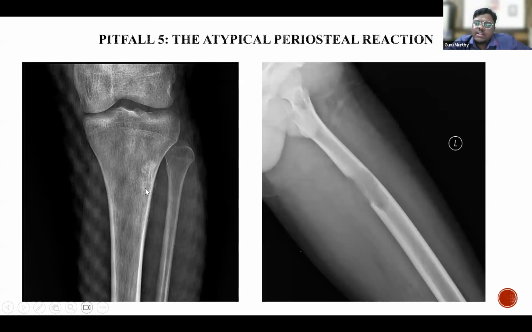Here we are able to appreciate the chondroid matrix, but we are not at all able to see the lesion. So there is a wide zone of transition. So more than the periosteal reaction, the wide zone favors the malignant nature of the lesion.